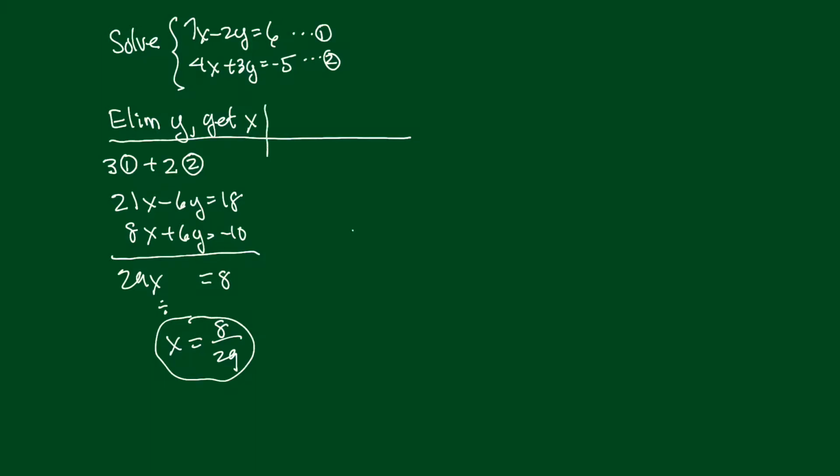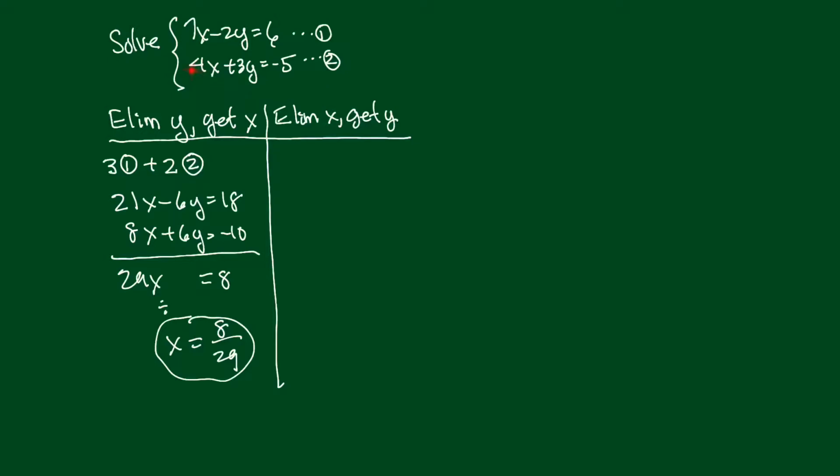Now the next part is this. I'm going to eliminate x and get y. So to eliminate x, focus in on these coefficients of the x's. What's the smallest number they divide into? Well, they both go into 28. Now, I'm going to turn these into 28. So I'm going to multiply the top equation by 4 and the bottom equation by 7.